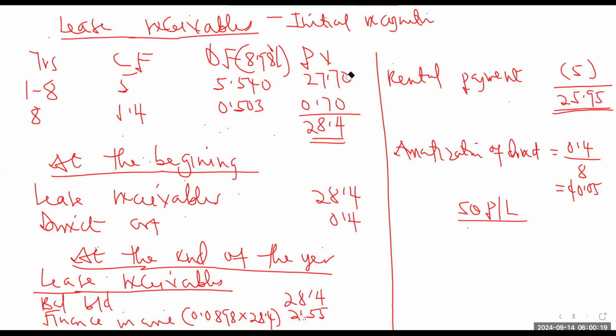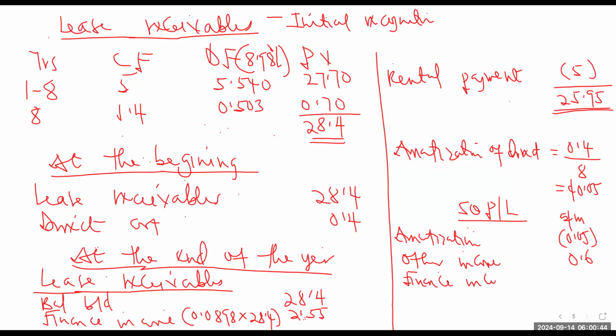I'm going to be having amortization of the direct cost, so let's do this in million, 0.05. Then I'll have other income. What do you think will be the other income? The variable payment of 0.6. Then we now have the finance income. The finance income will be 2.55. Then you go to your statements.